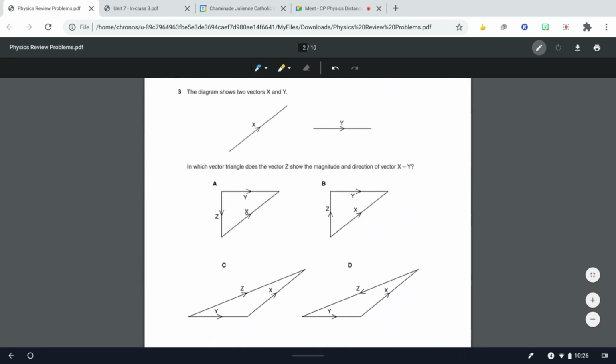What about question number 3? I said B. Yeah, I said B. X minus Y. Would it be A? Let's see. What is A? You've got Z plus X is equal to Y.